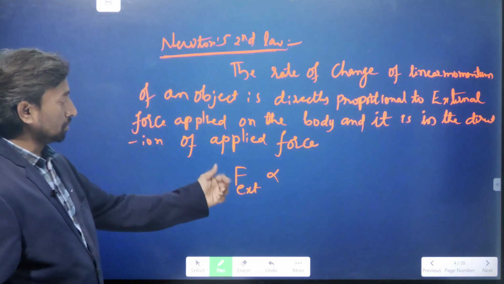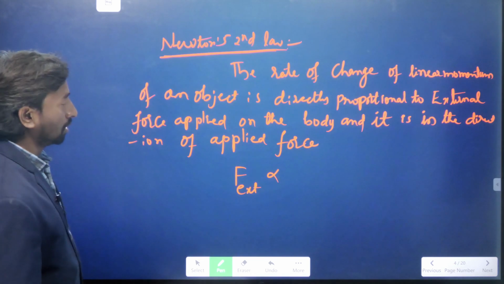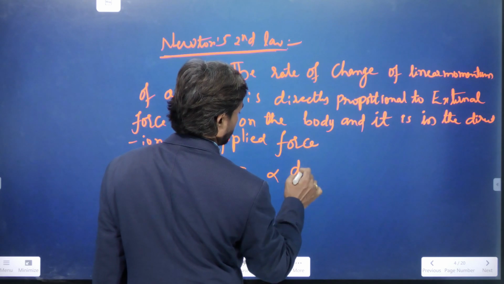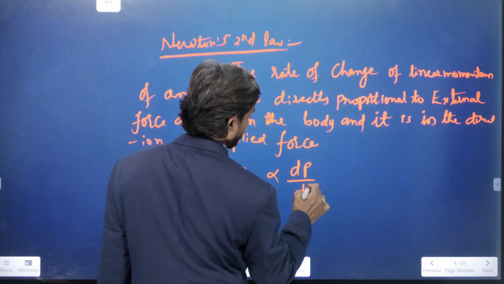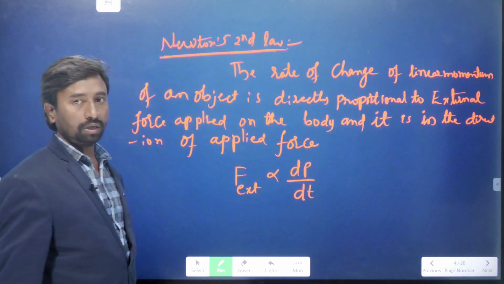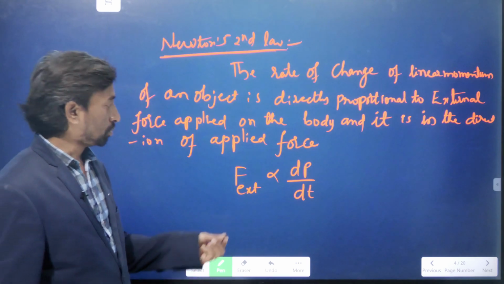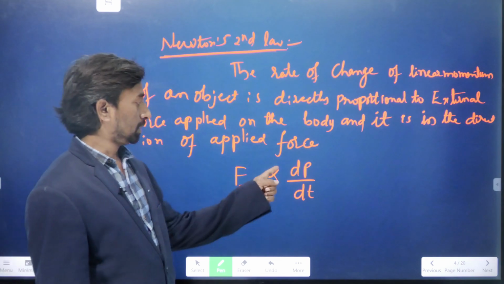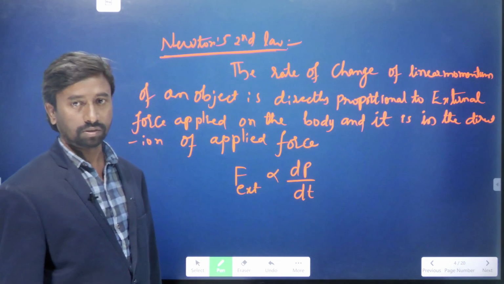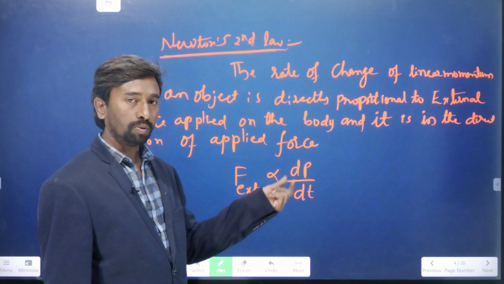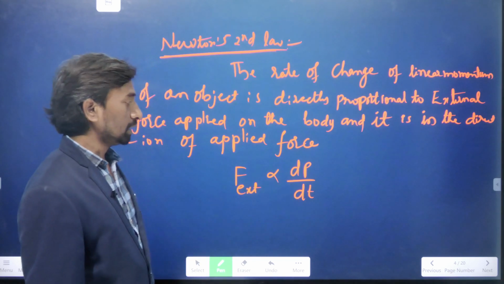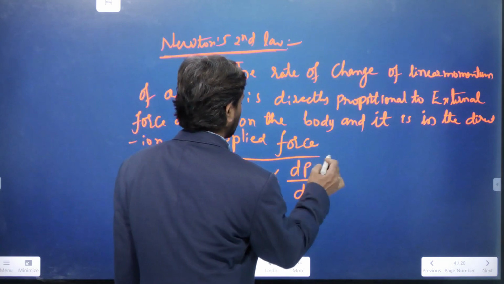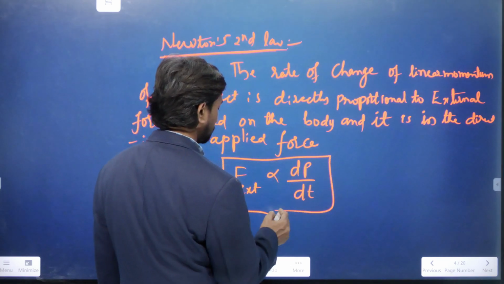So we can remember this whole statement by using a mathematical expression, dp by dt. Here d means differential, a small change in momentum in a small interval of time. We have learned d as a small change, a difference in the momentum. So this is the mathematical expression for Newton's second law.